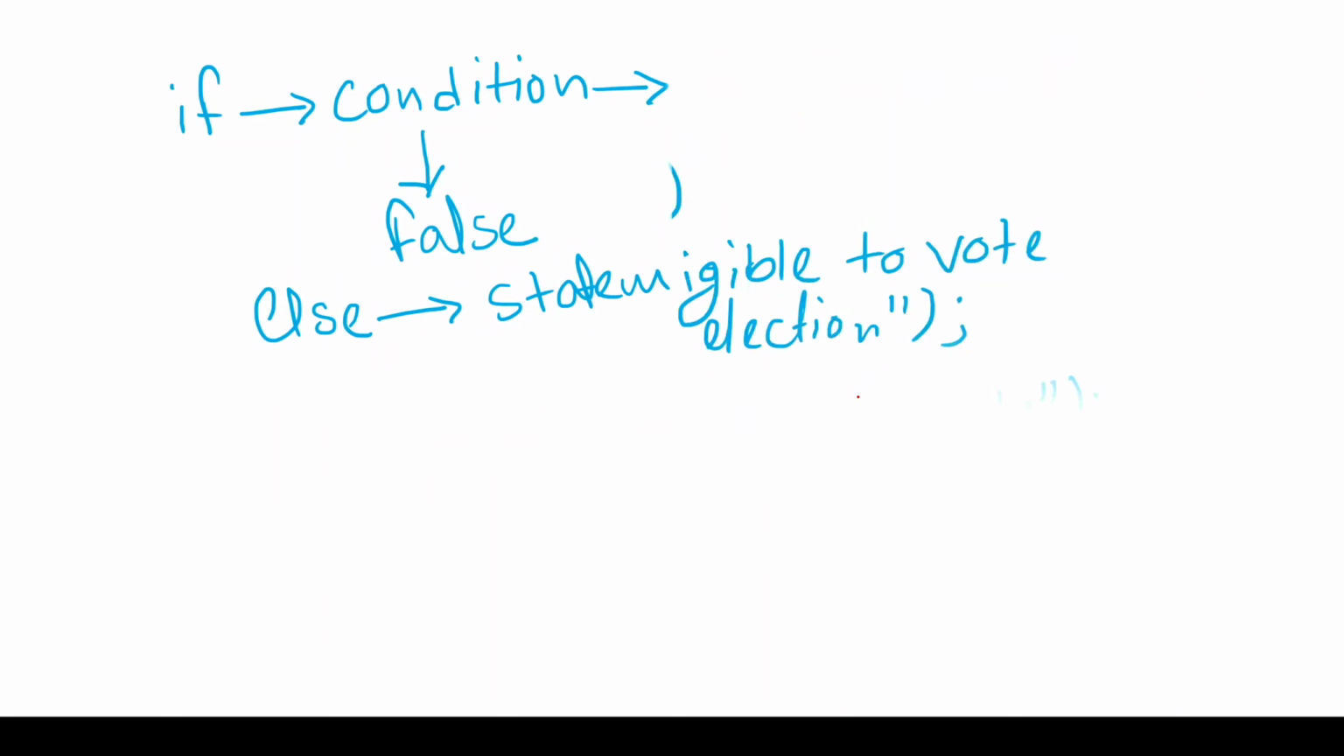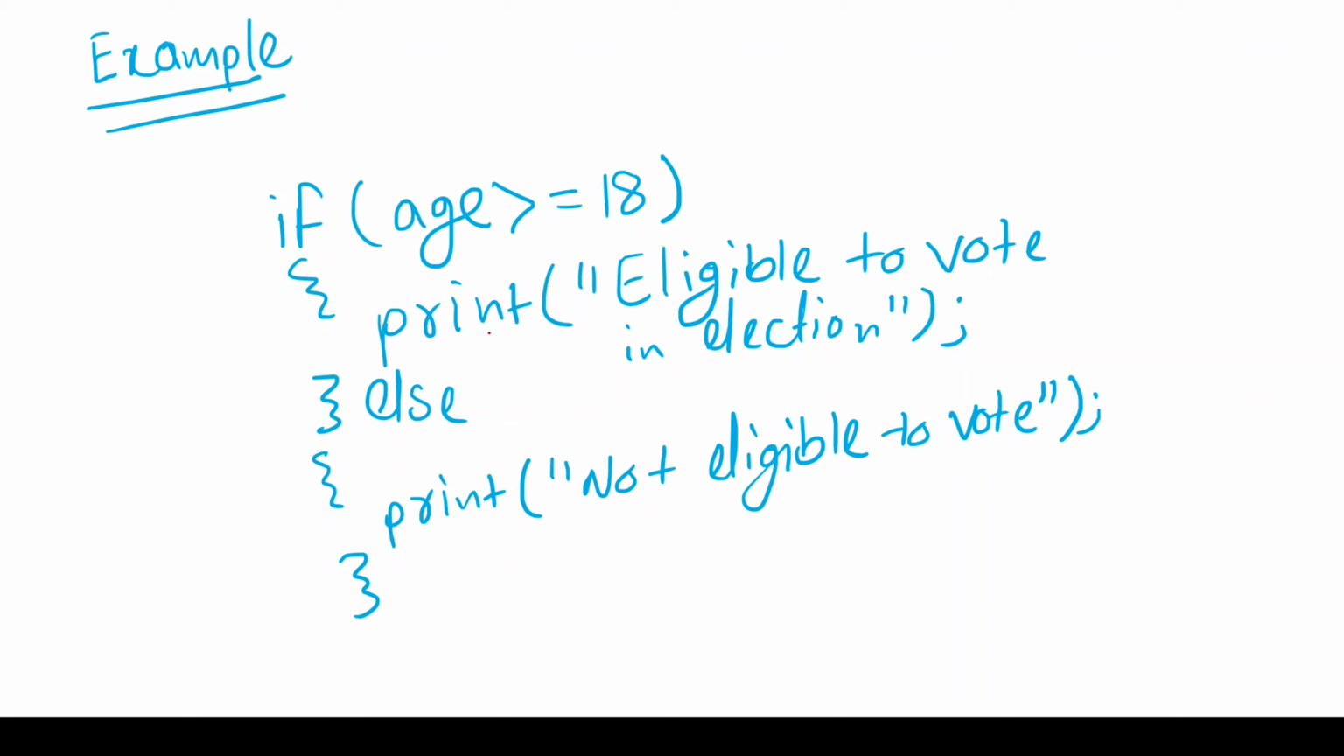Okay, now let's see one of the examples. If age is greater than or equal to 18, you are eligible to vote. Else you are not eligible to vote. In the voting criteria, there are only two conditions. If age is greater than or equal to 18, then you are eligible to vote. Else you are not eligible to vote if your age is below 18. Okay, this is the if else application, you can say.